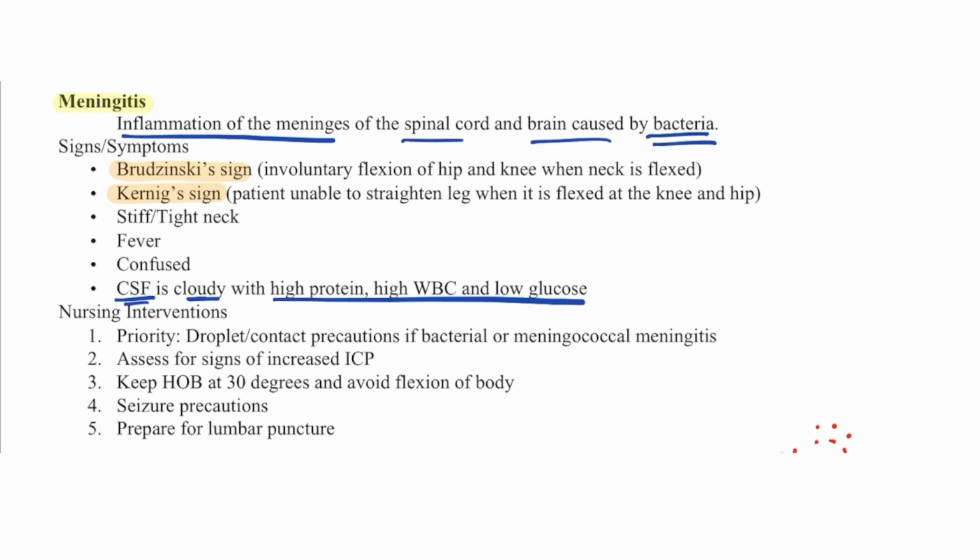Our nursing interventions include the priority is droplet and contact precautions if bacterial, or meningococcal meningitis. We're going to assess for signs of intracranial pressure. We're going to keep the head of the bed at 30 degrees and avoid flexion of the body. We're going to put them on seizure precautions, and we're going to prepare for a lumbar puncture because we want to look at that cerebral spinal fluid.